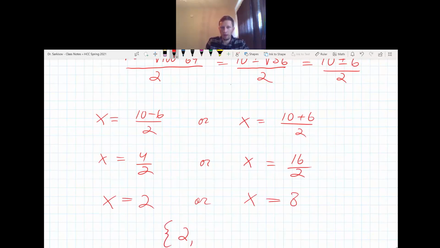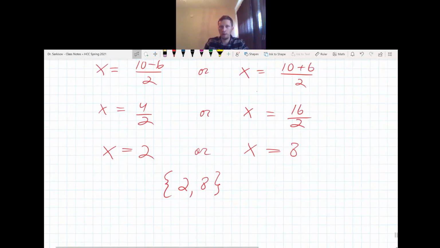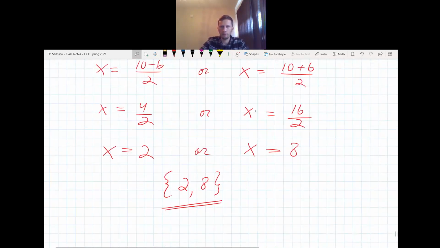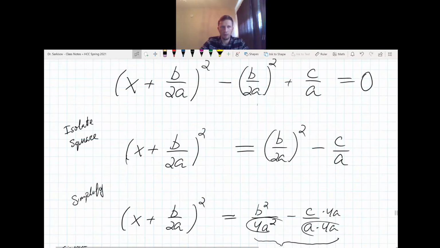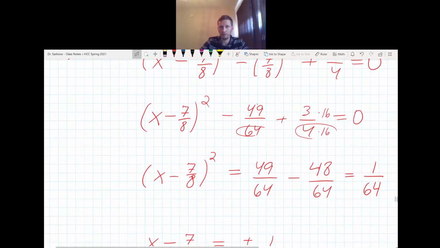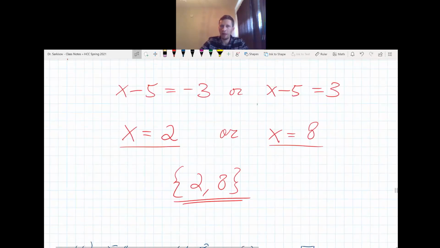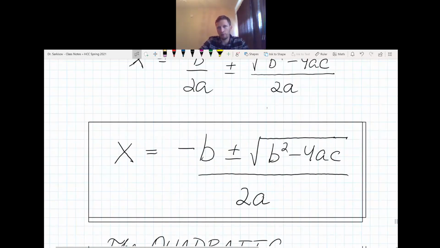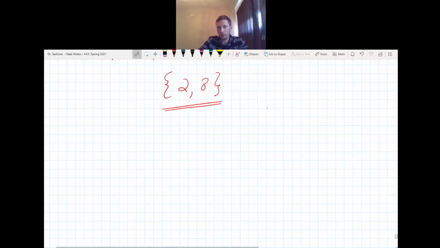Woohoo! Why that? Because we knew that's the case. We solved this problem already in different ways, completing the square even. Did we do that last problem? Yeah, we did. That was the first one we did with completing the square right here. 2, 8, we got that, and we had it earlier. We factored it and got x minus 2, x minus 8. Three ways we have done this problem, and we get the same result. Probably we're right in the 2, 8.